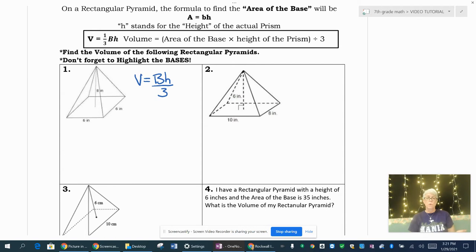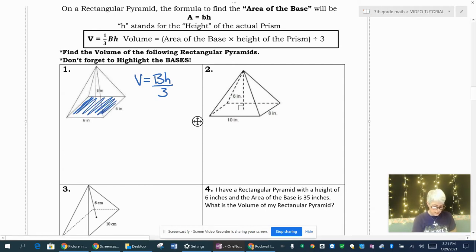The second thing that we always learn to do is to identify the base and to go ahead and shade it in. So the base here, it looks like a square. Square is a 6 by 6. So that's base times height, which is 6 times 6. So big B is 36.